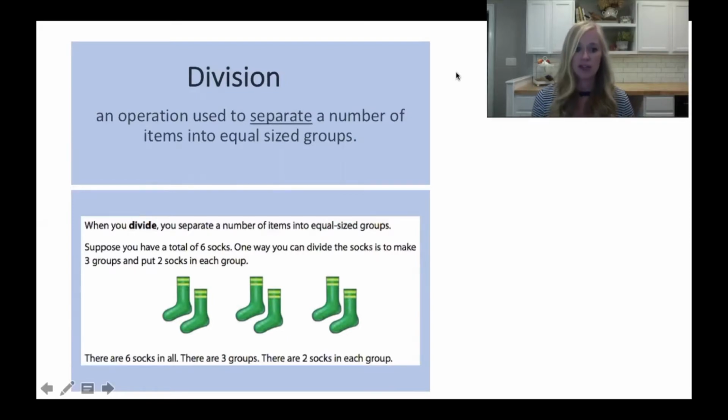So if you take a look at that picture, you'll see 6 socks in all. And one way that we can divide those socks up is to make 3 groups and put 2 socks in each group. Now, that's not the only way that we could separate those socks. We could still keep our total of 6 socks, and instead of having 3 groups, we could have 2 groups. Now, that's going to change a little bit because now we would have 3 socks in each of those groups. So we can look at that either way, just like multiplication. So there are 6 socks here in this picture, and there are 3 groups, and there are 2 socks in each group.